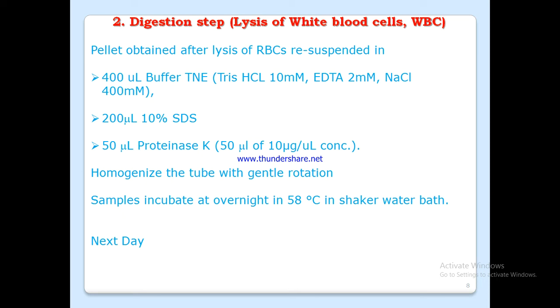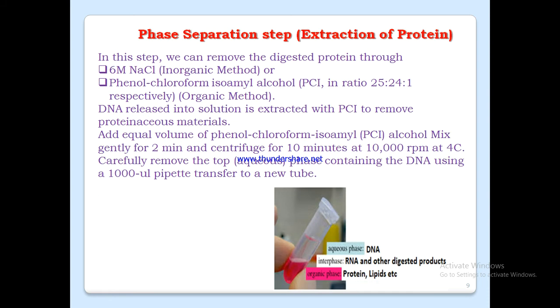Digestion step: lysis of white blood cells (WBC). The pellet obtained after lysis of RBCs is resuspended in 400 ul buffer TNE: Tris-HCl 10 mM, EDTA 2 mM and NaCl 400 mM, 200 ul of 10% SDS, and 50 ul proteinase K at 10 micrograms per ml concentration. Homogenize the tube with gentle rotation. Samples are incubated overnight at 58 degrees Celsius in a shaker water bath. Next day.